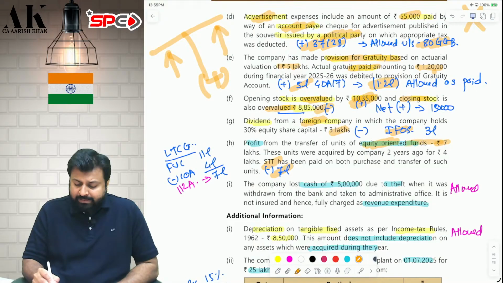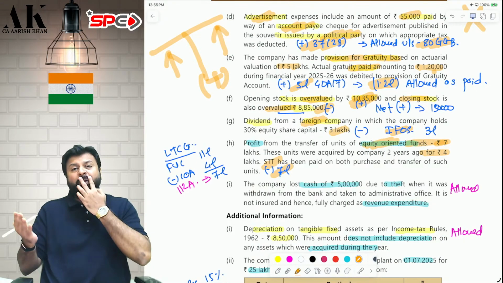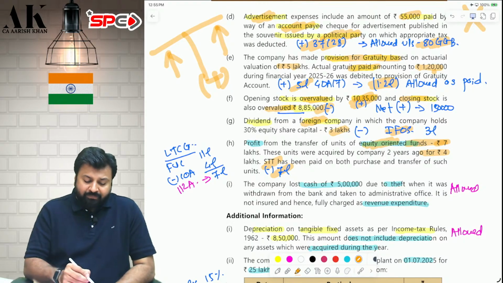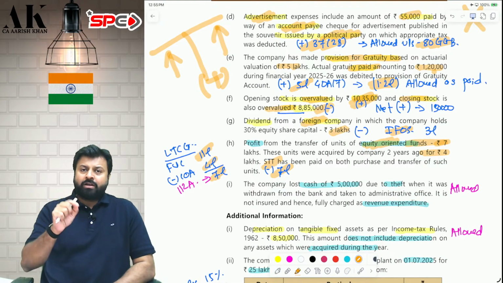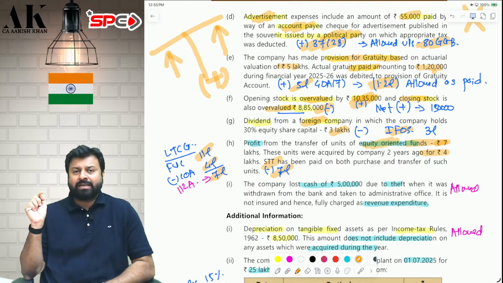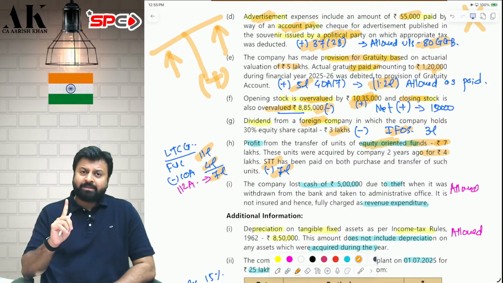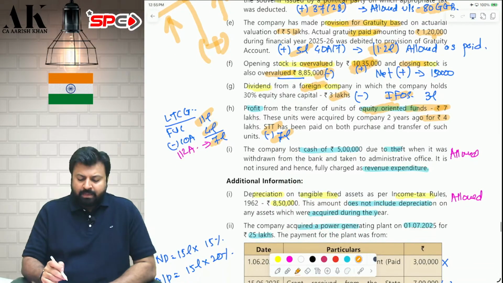How, sir? See, the profit is 7 lakh and the units were acquired 2 years ago for 4 lakh rupees. Therefore, the full value of consideration is 11 lakh, cost of acquisition is 4 lakh, profit is 7 lakh. Again, I am saying the treatment, reduce 7 lakh from here and show 7 lakh under capital gains, 112A, because it is long-term capital gains, 12.5% tax in excess of 1.25 lakhs. Then there is some cash lost due to theft.